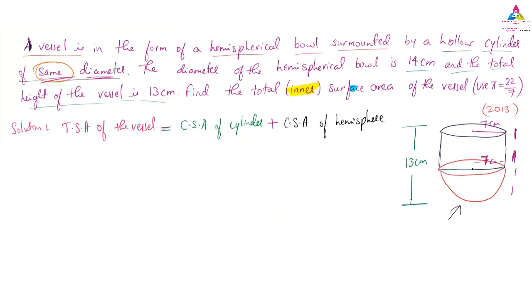But the formula will play a very important role. How to find the curved surface area of the cylinder? 2 pi r h. Yes, 2 pi r h. And here that r, I will take it as the radius of the cylinder, so I will take it as r_c.